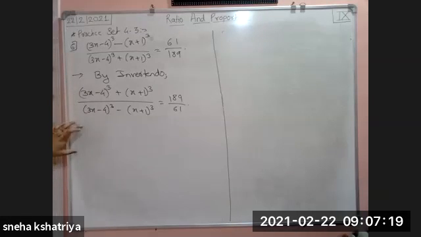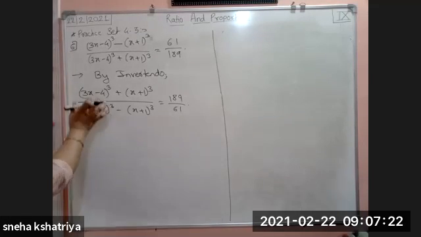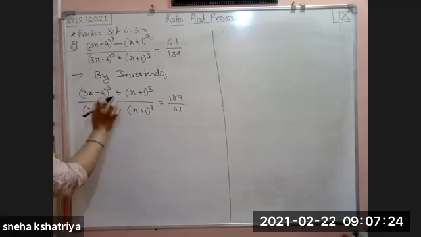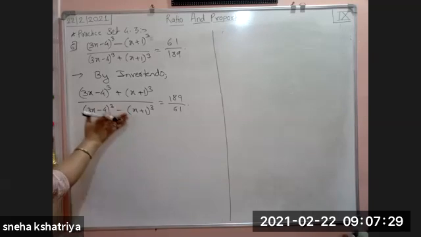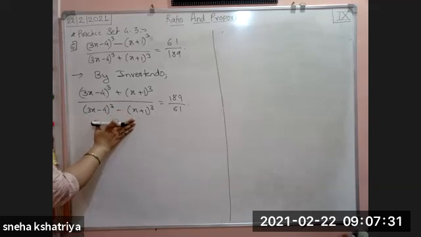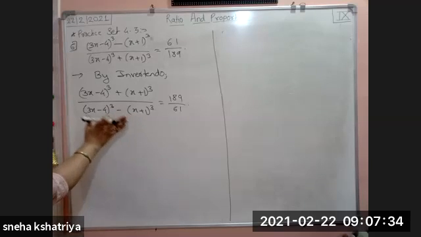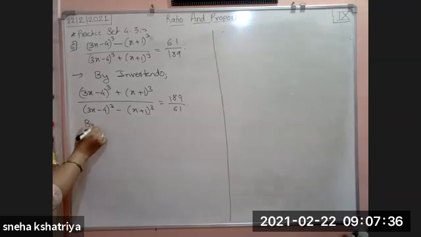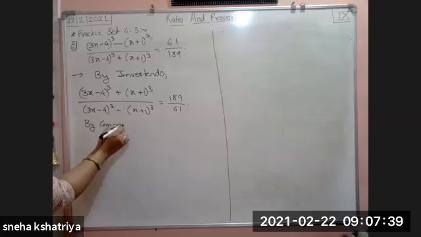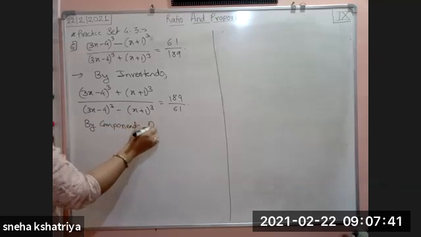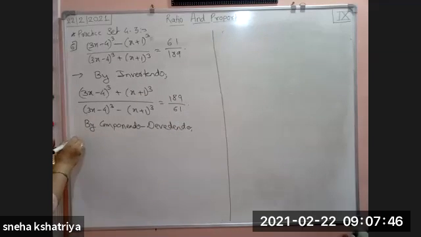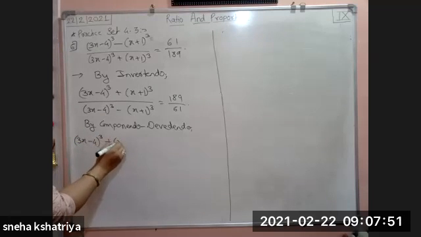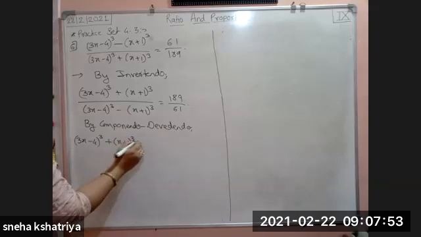Now we can solve here by using componendo and dividendo. See here, same terms are there at numerator and denominator, just change in sign is there, plus and minus. So whenever such kind of example comes, we always do first thing, that is by using componendo and dividendo. So here we will write by componendo dividendo.